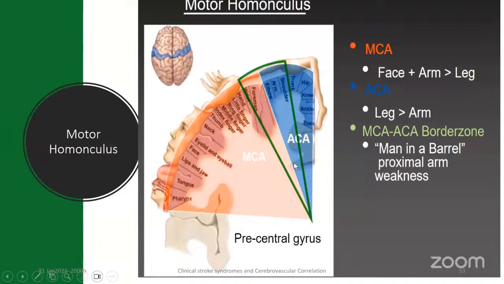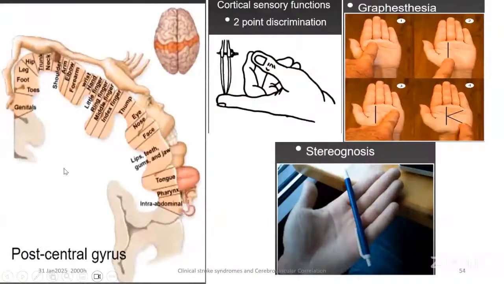If there is a border zone infarct, this is proximal arm weakness on both sides. It's called man-in-the-barrel syndrome because both the hands are not moving. The legs are okay. The leg is spared and the hand is okay. But the proximal and middle parts of the arms are not able to function. That is that. So the post-central gyrus, similarly, subserves the sensory function.